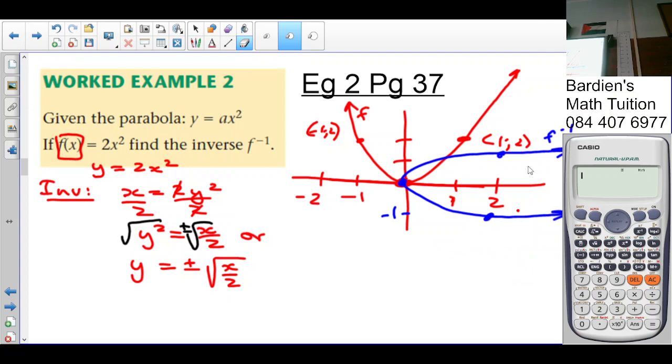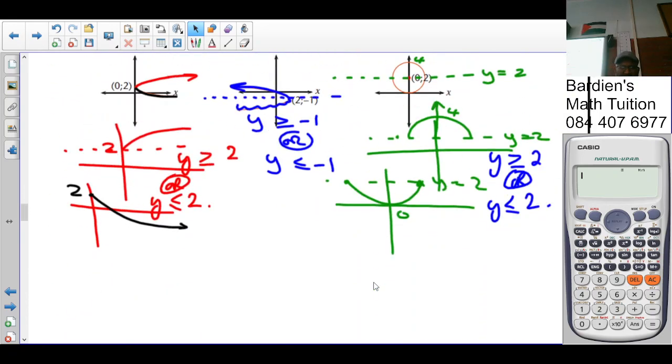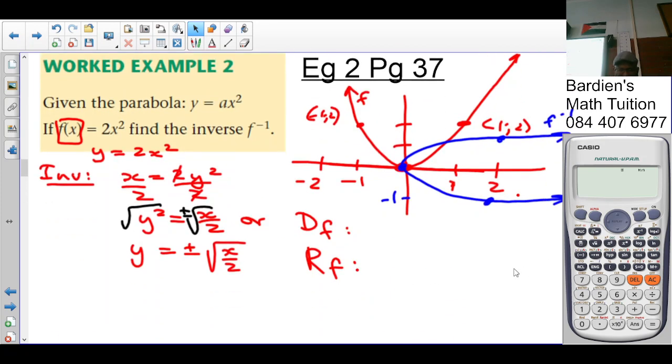Okay, before we do anything else. What is the domain of f and the range of f? Write that in quickly. What is domain? All possible x values. Your range was all possible y values. So you answer that question for me quickly.